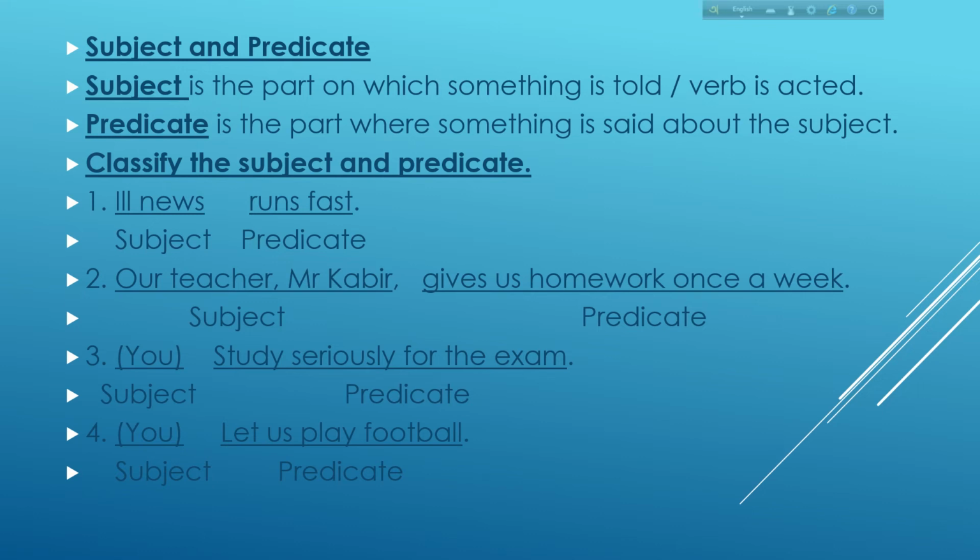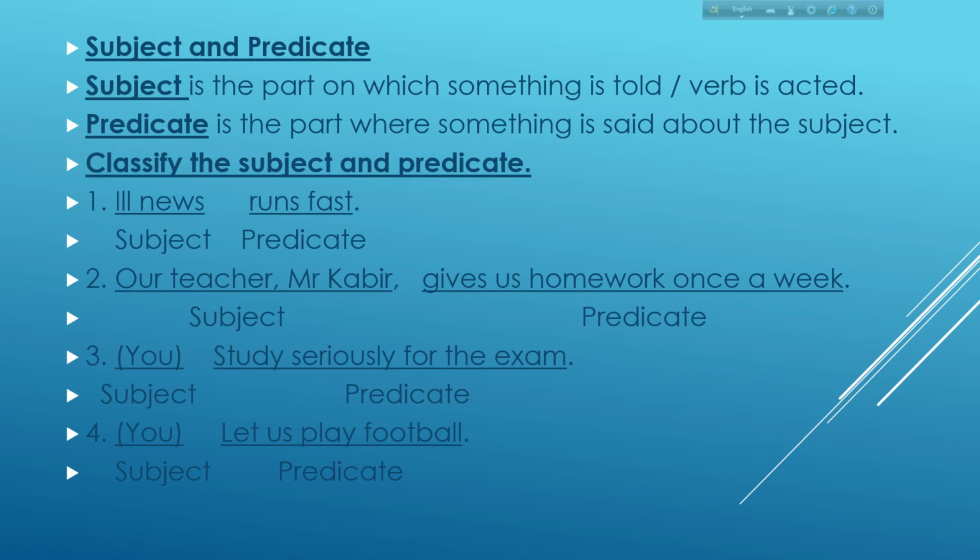In the Google form, there will be a few sentences and the question may be asked, find out which one is the subject, and there will be 4 options given, the main subject and another 3 wrong options. So you have to select the correct subject, or there may be asked which one is the predicate, and there will be 4 options, and from that you have to identify the predicate. So what is subject? Subject is the part on which something is told or the verb is acted, and predicate is the part where something is said about the subject.